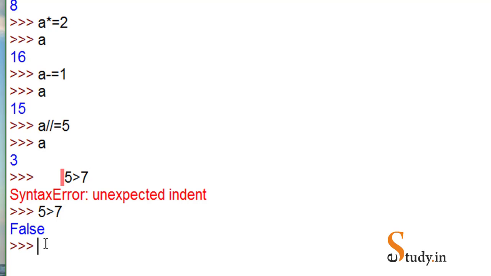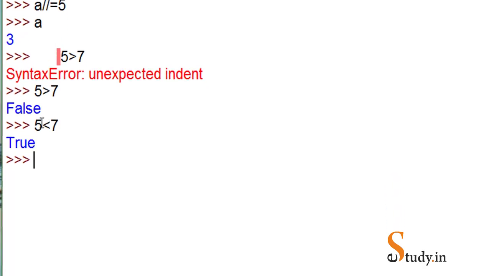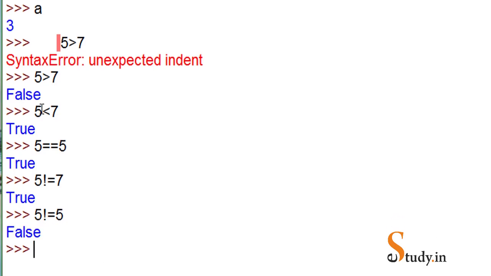Similarly, if we write 5 less than 7, this would print True. If I say 5 is equal to 5, using double equal to, this is True. That is how the equality operator works. If I say 5 not equal to 7, the condition is true, so it prints True. If I say 5 not equal to 5, this should give you False, because 5 is equal to 5. So this is how some of the comparison operators work in Python.